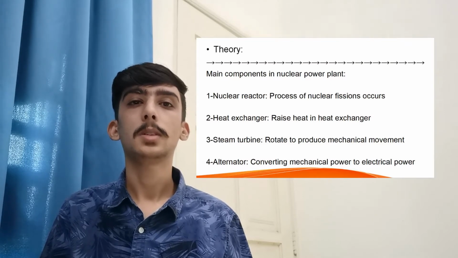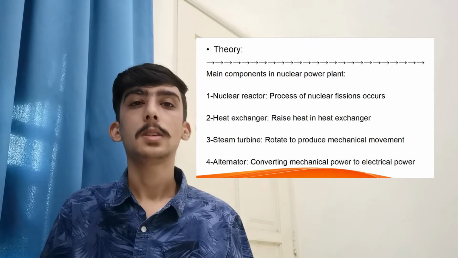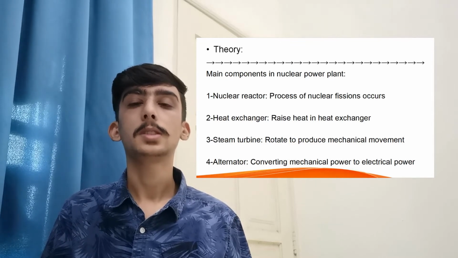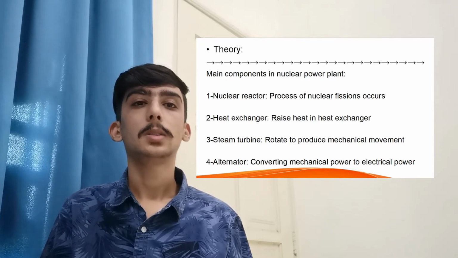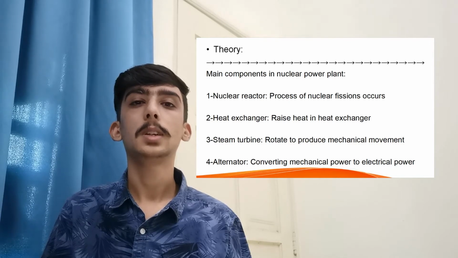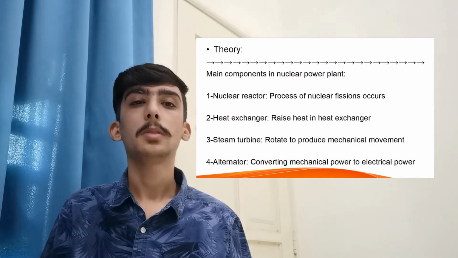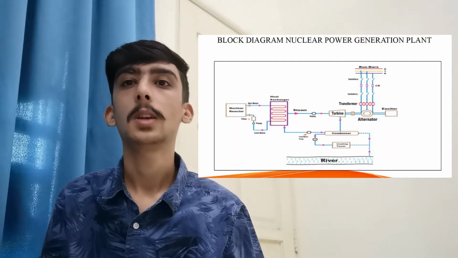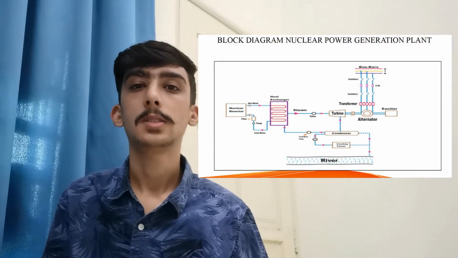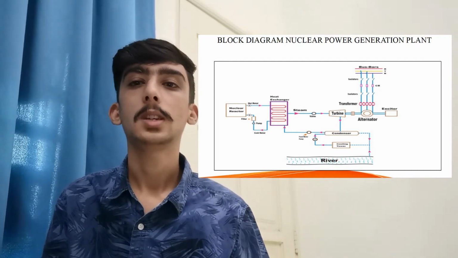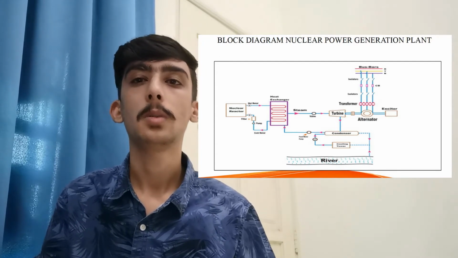In this presentation, my part will be theory. The main components in a nuclear power plant are: number one, the nuclear reactor, for the process of nuclear fission. Two, the heat exchanger. Number three, the steam turbine, which produces mechanical movement. Number four, the alternator, which converts mechanical power to electrical power. As you see, the block diagram of a nuclear power plant starts from the nuclear reactor and ends at the alternator. All these components work together to produce power.